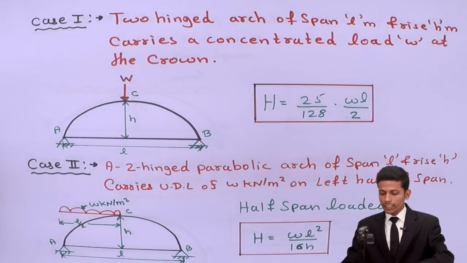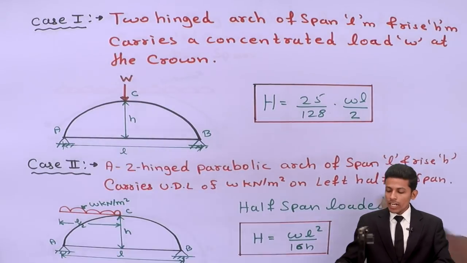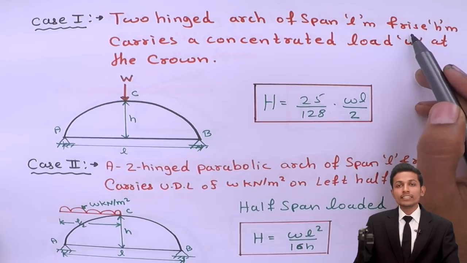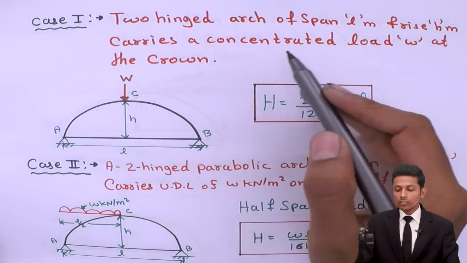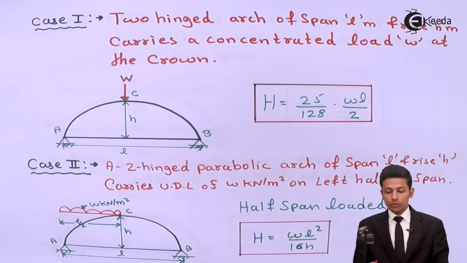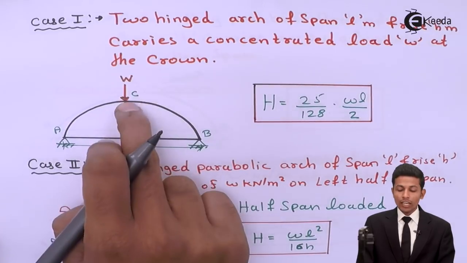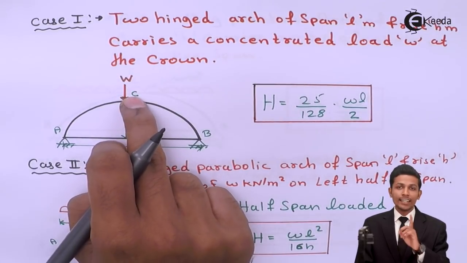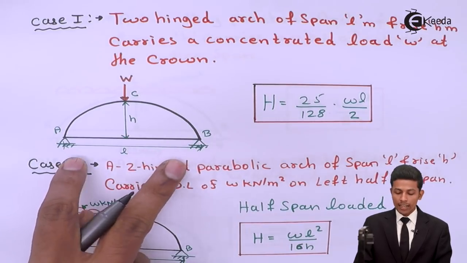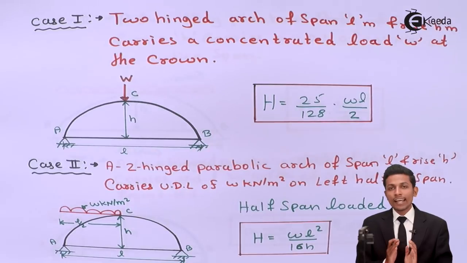Now this is case one. Case one says: a two hinge arch of span l meter, rise h meter, carries a concentrated load of w at the crown. This means the point load w is at the center, at distance l by 2, the total span is l, this is your h, this is the first hinge, this is the second hinge, to check whether our h will be correct.